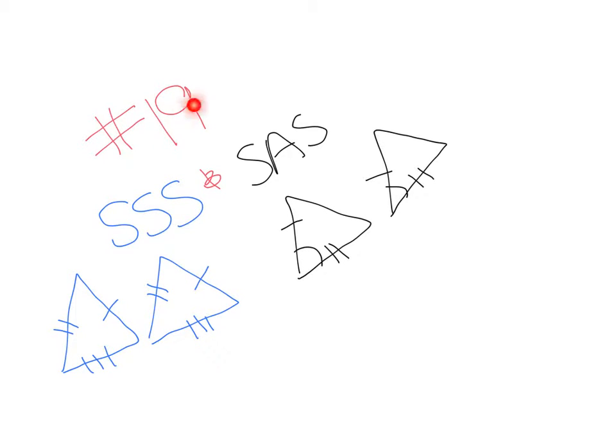Hey kiddos! Today we are going to be talking about triangle congruency, and we're going to be focusing on two types. Last time we also talked about hypotenuse leg. Today we're going to talk about two different ones, which are SSS, which represents side, side, side, and SAS, which represents side, angle, side.